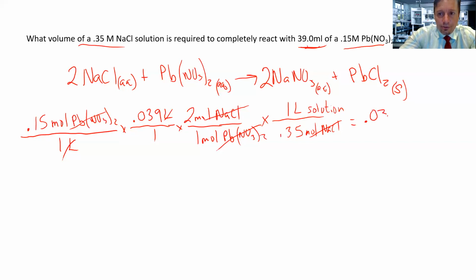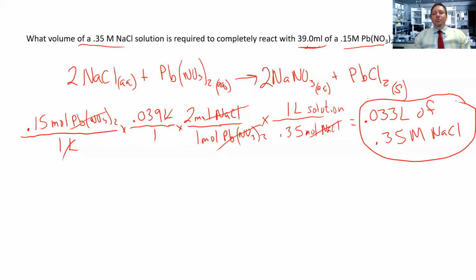0.033 liters of 0.35 molar NaCl. So that is my answer. I could say 33 milliliters. Any of those would be correct. I could have converted that to 33 milliliters as well.